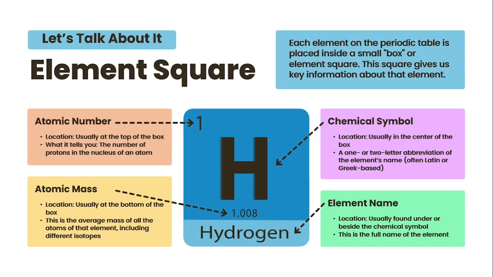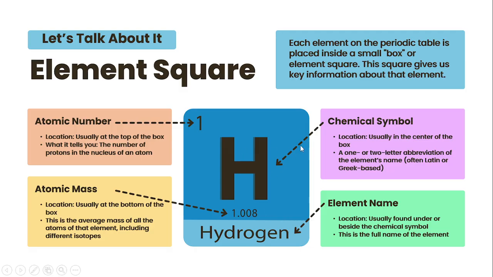Let's look at the element square. Atomic number is shown here. The number shown around this area on the element square is called the atomic number. It's usually at the top of the box. It tells you the number of protons in the nucleus of an atom. Beneath that, we have the atomic mass. This is the average mass of all the atoms of that element, including different isotopes.